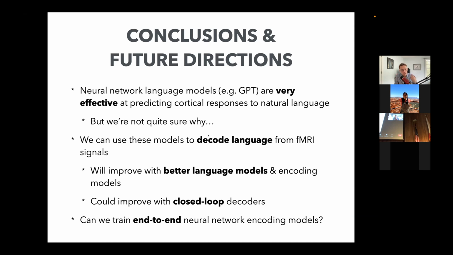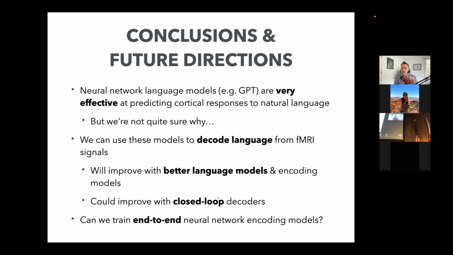We showed that we can use these models to decode language from fMRI signals. And for the future, we think that we can really improve the decoding if we have better language models and encoding models, so models that are better able to predict the brain data. If we have better models of language, we think that'll make this just better.